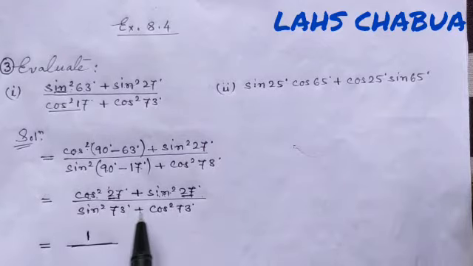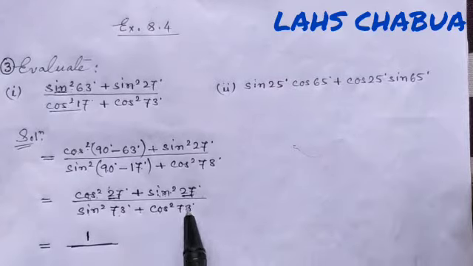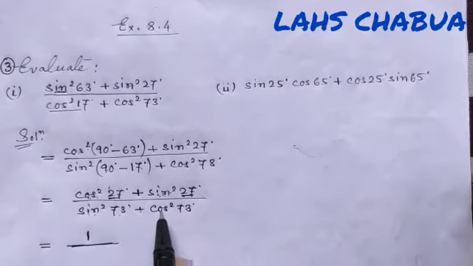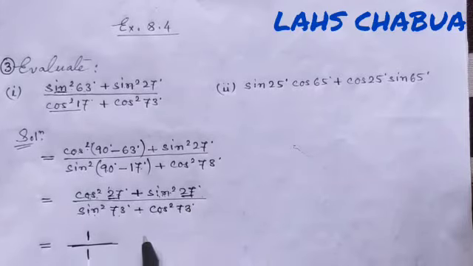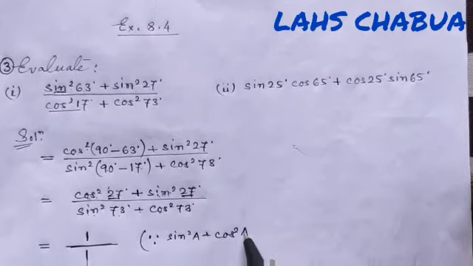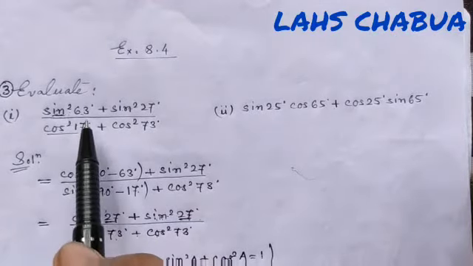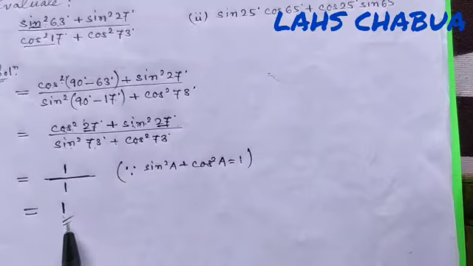Now the denominator part, sine square 73, cos square 73. In the same way, sine square A plus cos square A will become 1. So which identity did we apply here? Sine square A plus cos square A equal to 1. So 1 by 1. Now 1 by 1 will become 1. So we have already evaluated it. The answer for this question, how much did we get? 1. 1 is the answer.